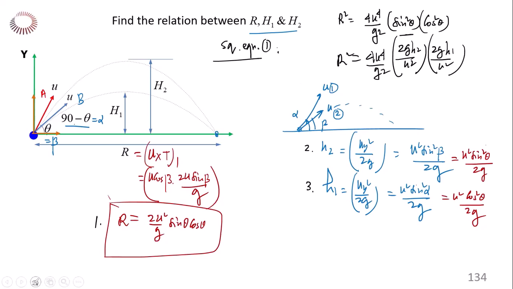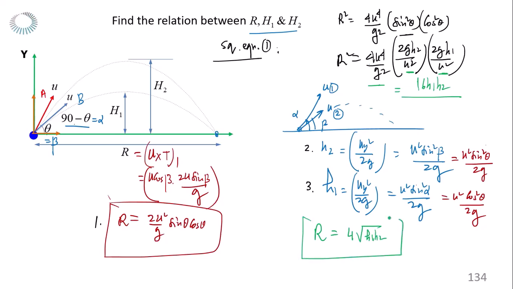So everything cancels out. u to the power 4, u square will cancel out. g square, g cancels out. So I am getting 4 into 2 into 2, which means 16 H1 H2. So this is the final relation, that is R equals 4 root H1 H2. This is the relation between R, H1 and H2 when the particles are projected at different angles alpha and beta such that alpha and beta are complementary to each other.